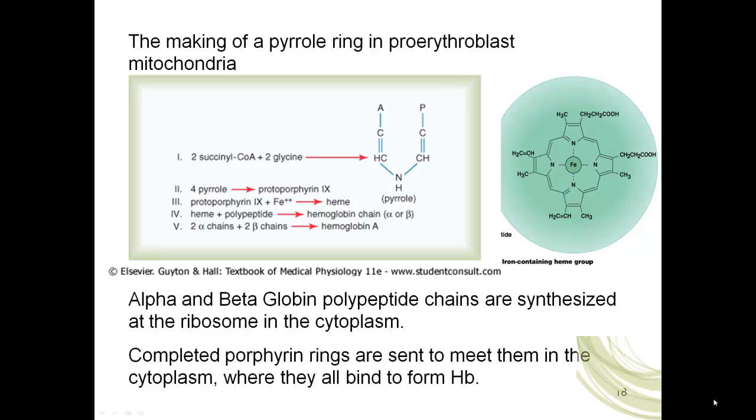So there are a lot of terms to know for the construction of these things. Again, pyrrol groups assemble into a ring. We call it a protoporphyrin ring. When we add the iron to it, then we call it heme. When we put the heme into the polypeptide, now we have a hemoglobin chain, either alpha or beta. And when we assemble our 4 chains together, we have adult hemoglobin.